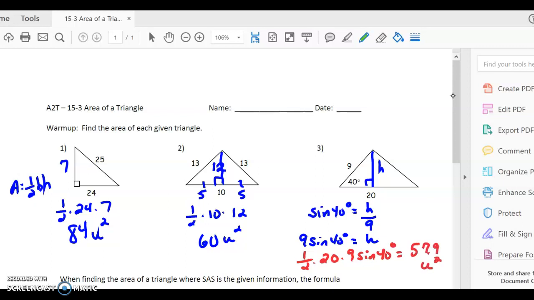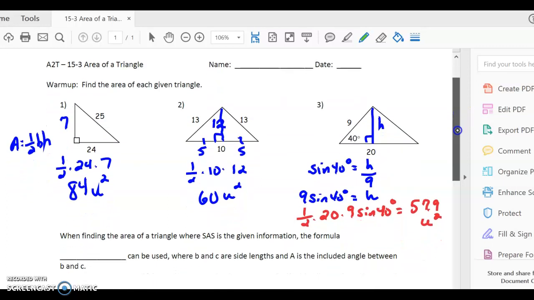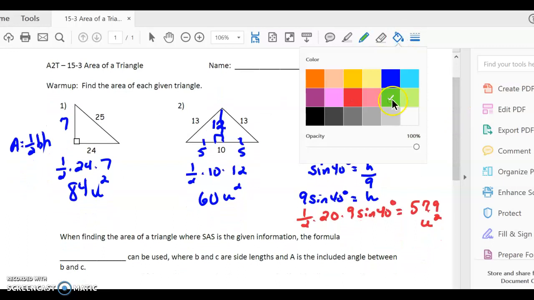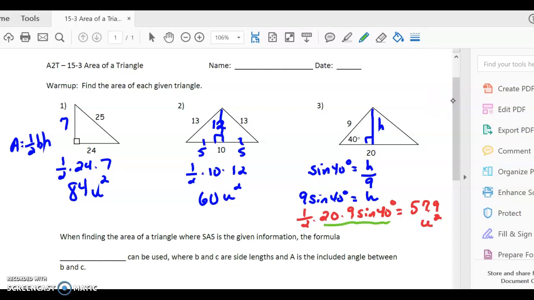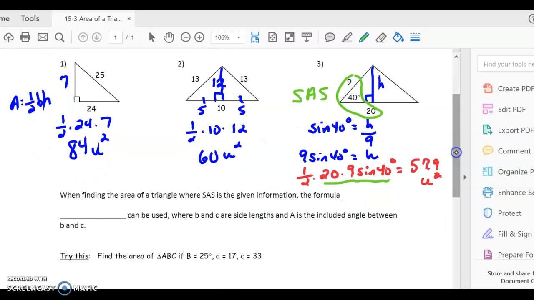But this third problem is very important to look at, because if you look at what happened in this problem, 20, 9, and the sine of 40, you'll notice that there's a relationship between those three. It's almost the SAS case, or it is the SAS case. So as we roll down to the bottom here, it says, when finding the area of a triangle where SAS is the given information, the formula 1/2 bc sine of A can be used, where b and c are the side lengths and A is the included angle between b and c.